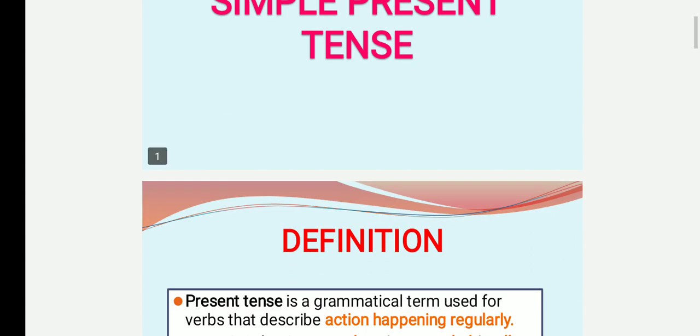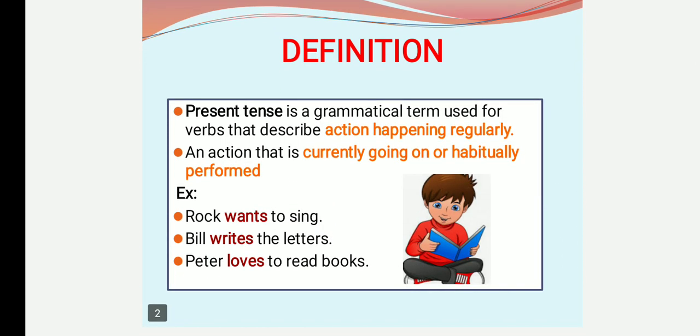Let us learn what is simple present tense. We use simple present tense to express the action that is happening regularly. In the last video itself, I said that in tenses the verb plays the main role. Here in simple present tense, the verb describes the action that is happening regularly by taking the present form of the verb. And also we use simple present tense to describe the action that is going on, or habitually performing action comes under simple present tense.